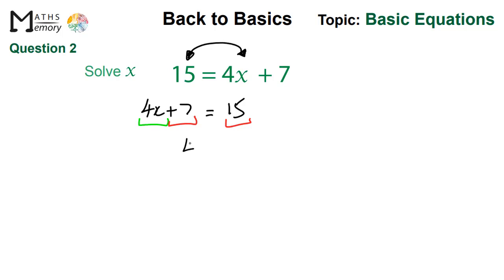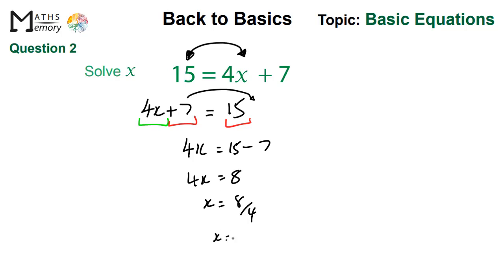So we're going to put 4x equals 15 minus 7, because the +7 became a -7 over here. 4x therefore equals 8, and x will equal 8 over 4. X will equal 2. So that is how you do this question over here, by using the main, let's say, idea of the flipper.